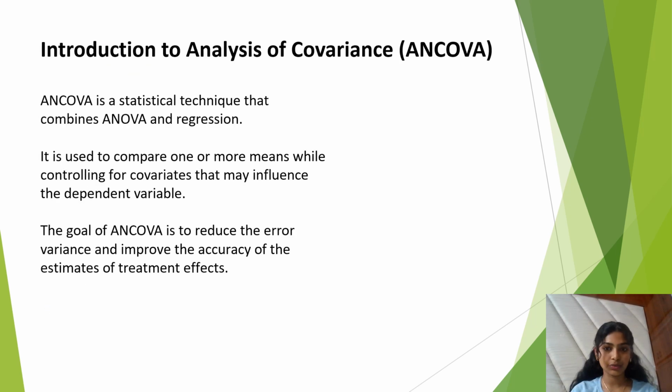Introduction to Analysis of Covariance. ANCOVA is a statistical technique that combines ANOVA and regression. It is used to compare one or more means while controlling for covariates that may influence the dependent variable. The goal of ANCOVA is to reduce the error variance and improve the accuracy of the estimates of treatment effects.